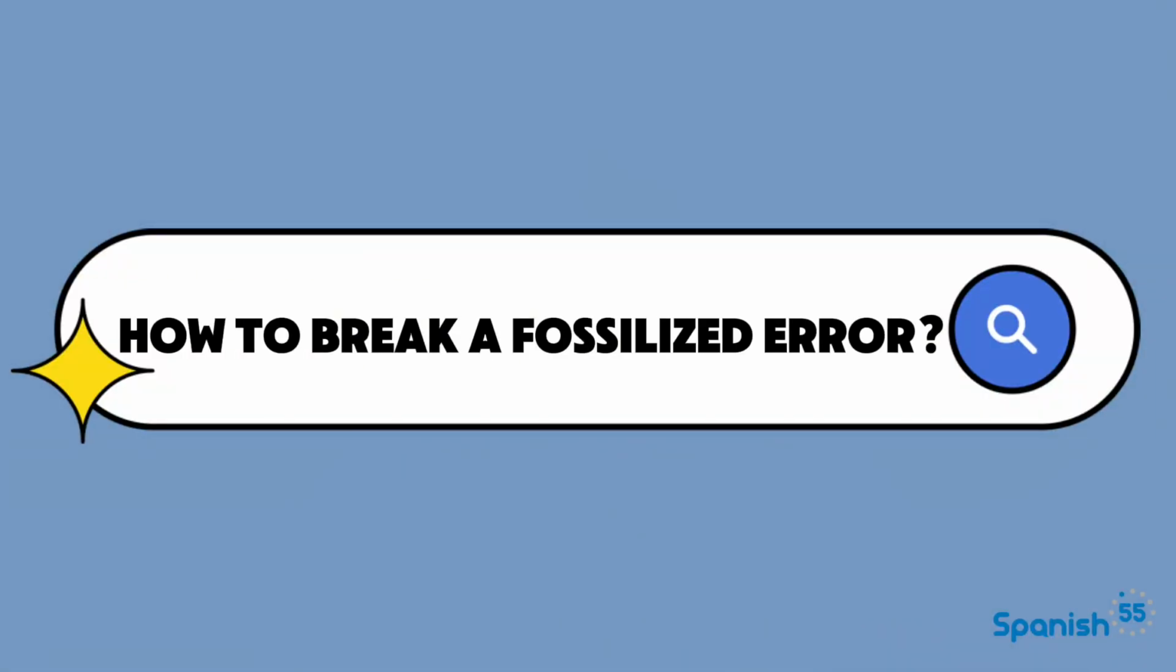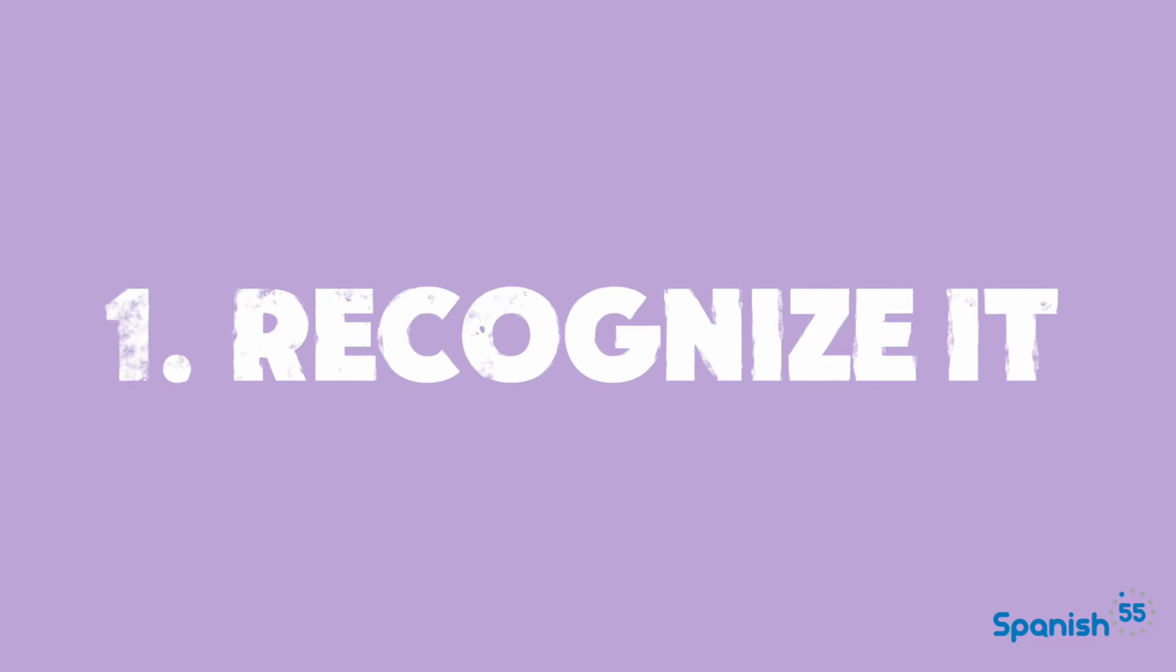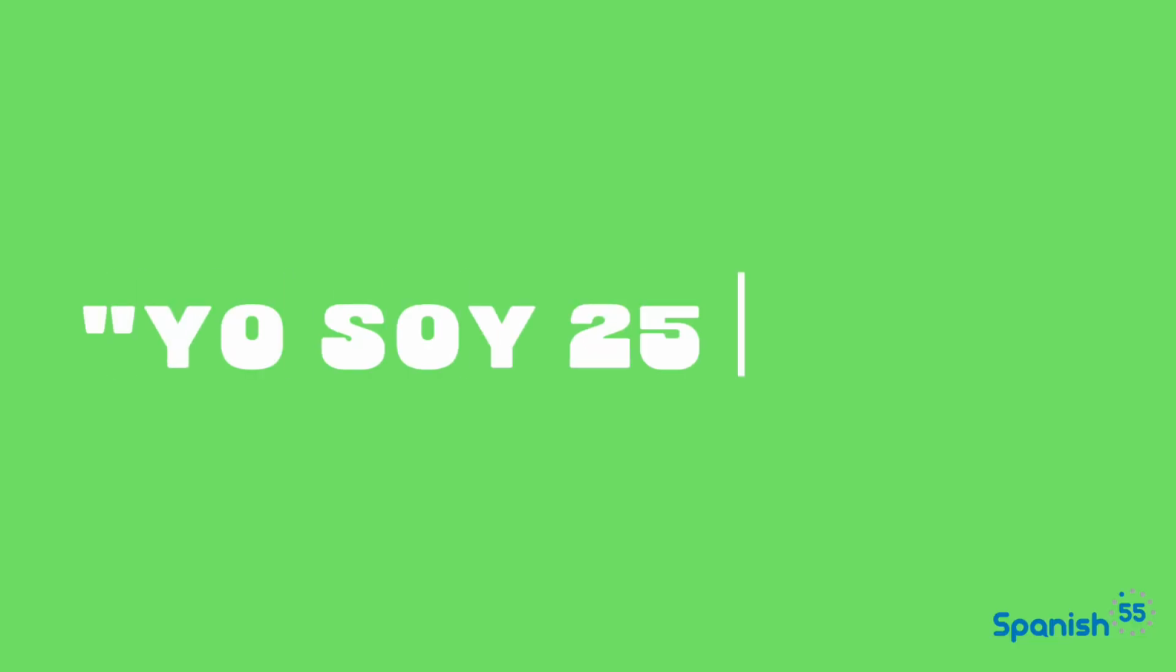How are we going to break the fossilized error? Number one, we need to try to recognize it. The first step is to realize that you're making a mistake. If you keep saying something incorrectly, like, yo soy 25 años, you might need to pause a bit, take it back and say, wait, I think something's missing here and something doesn't sound quite correct.